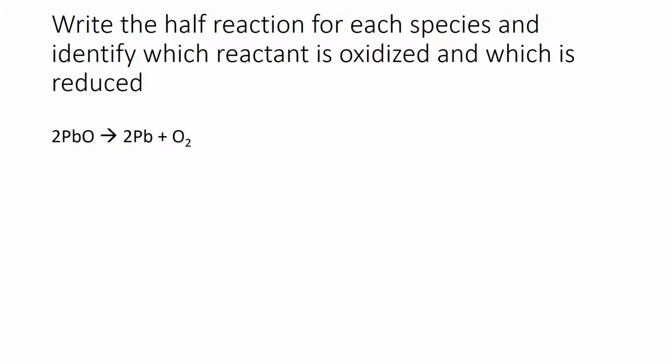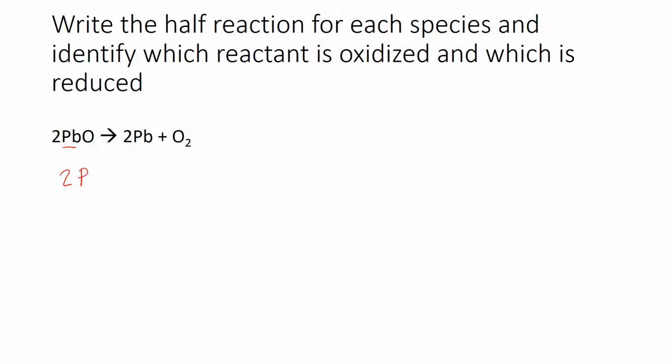Now that you get the general idea of identifying if we are losing or gaining electrons, let's take a look at a full equation where, in this first example, we're going to have to write the half reaction for each species, and we'll figure out who is oxidized and who's reduced. So to write a half reaction, you want to separate out your elements. So let's start with lead.